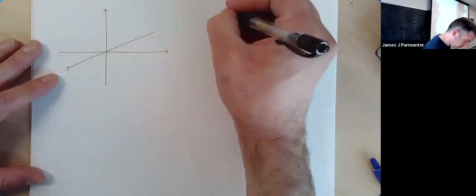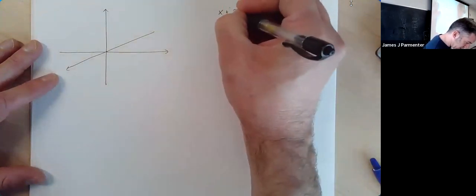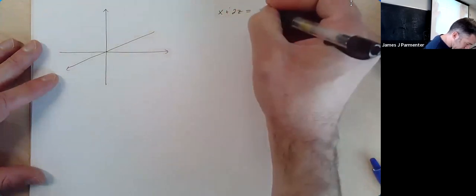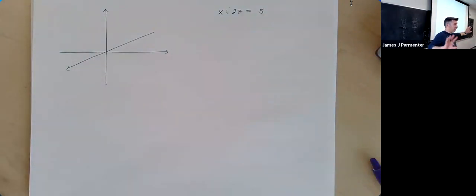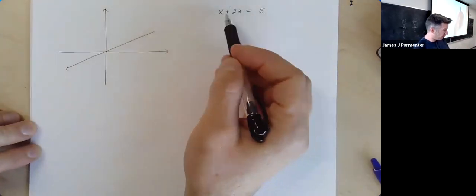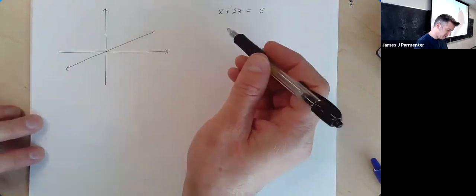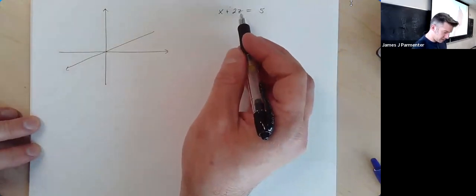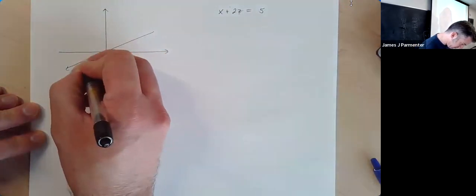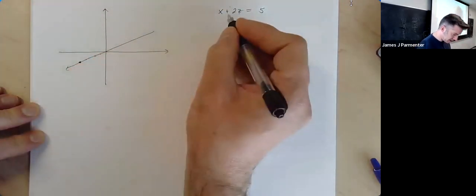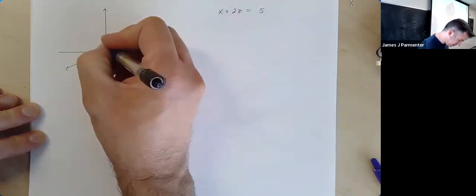x plus 2z equal to 5. There's a plane. I don't have any y, meaning I can go as far left or as far right as I want because the y can be anything. I'm going to draw this line first in the xz plane. Did I pick a good line? Maybe not. So let's see. If z is 0, x is going to be 5. And if x is 0, z is going to be 5 halves.